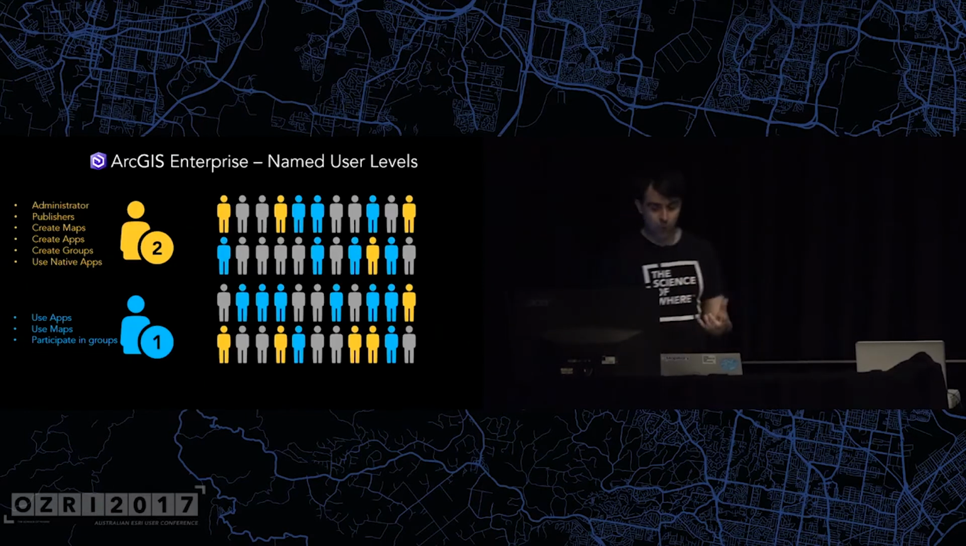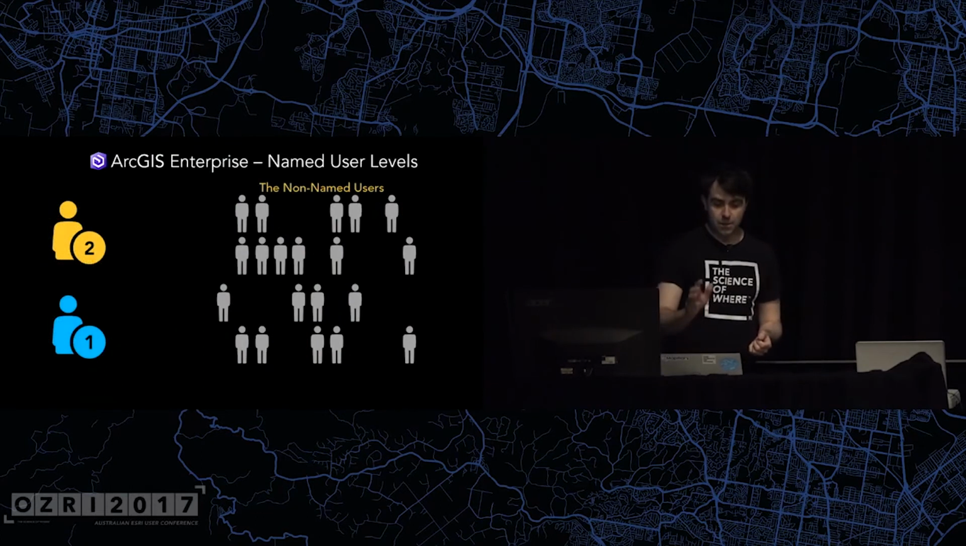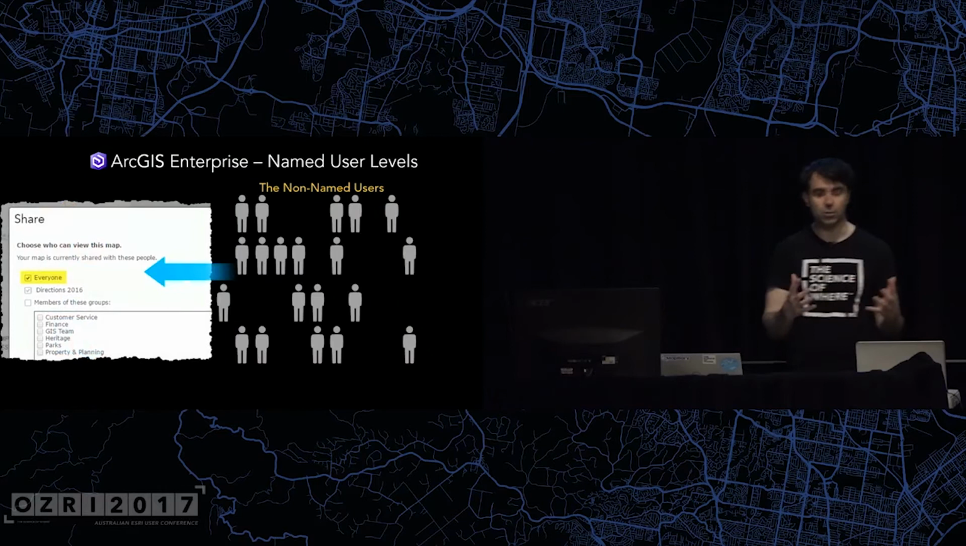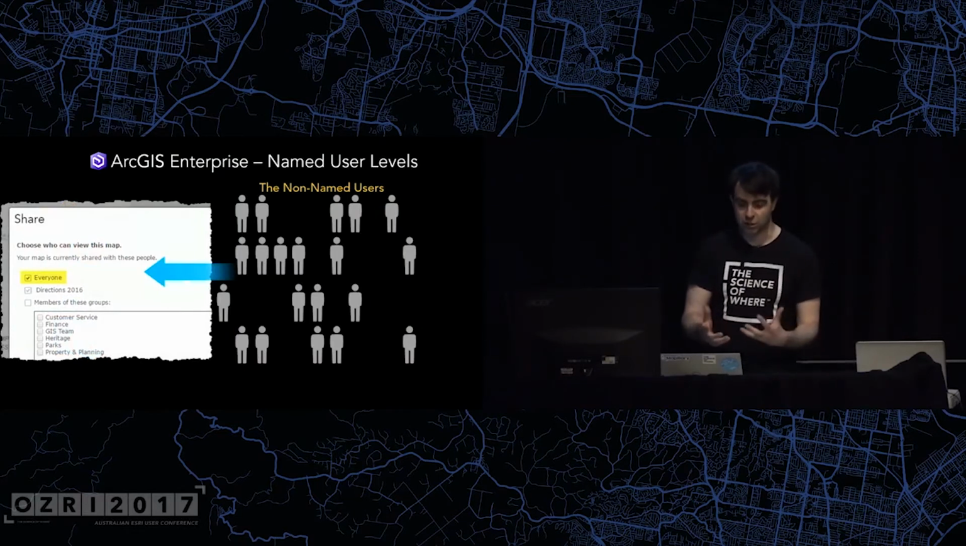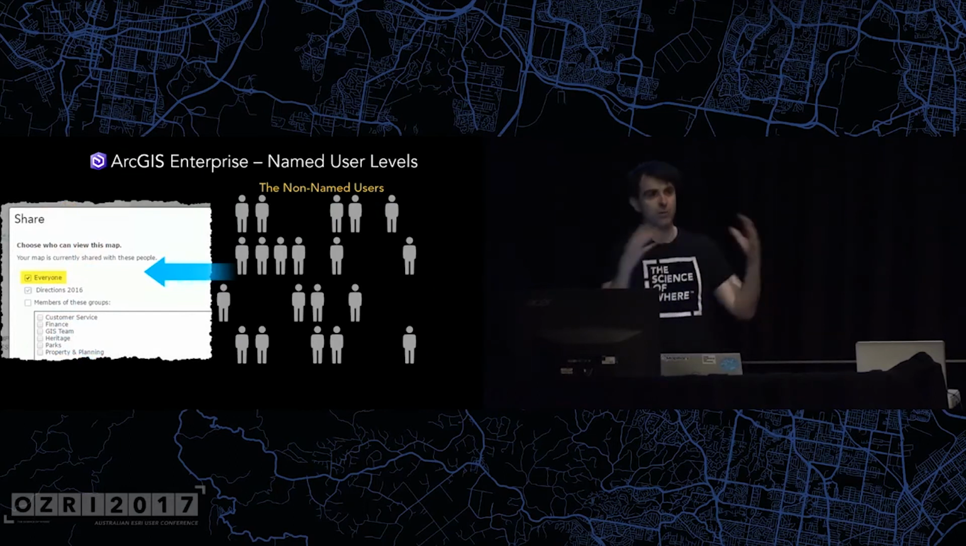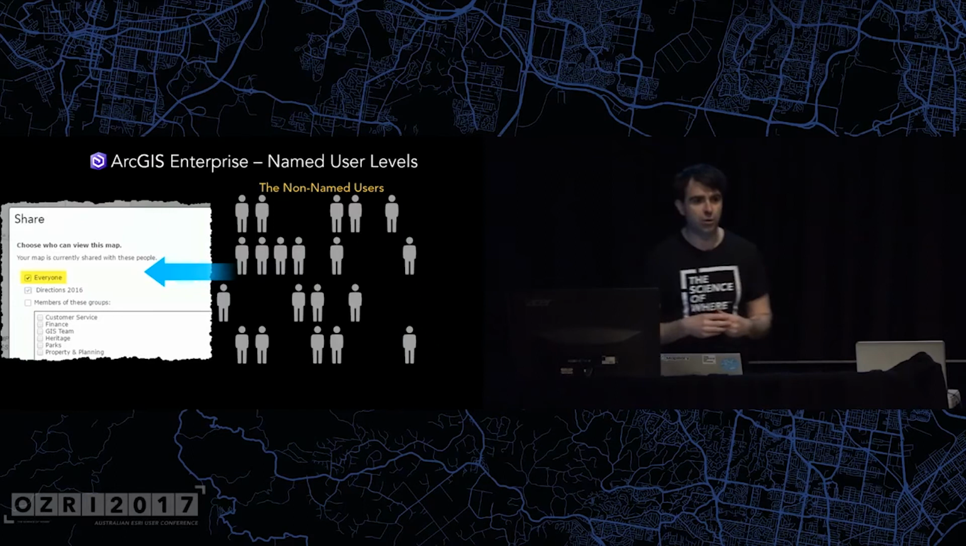But private being the key word there, because I want to emphasize that if your ArcGIS Enterprise is behind your firewall, you've still got everyone else in the organization, and you can still share maps and apps to everyone, but it's only everyone within your network, and they don't need a named user to access that content.